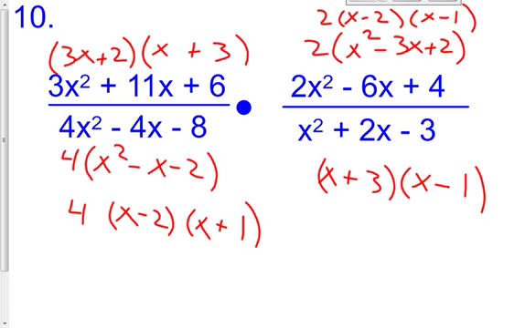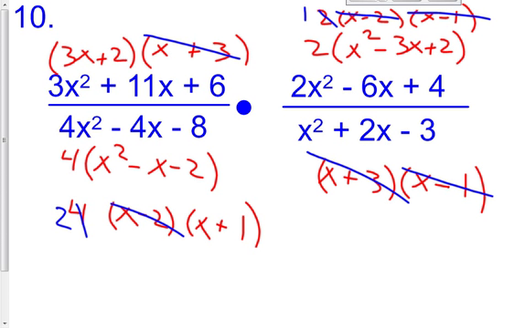Alright, let's have some fun. We're going to say x minus 1 cancels with x minus 1. x minus 2 reduces with x minus 2. x plus 3 reduces with x plus 3. And we have 2/4, which reduces to 1/2. And I believe that is the end of our reducing.